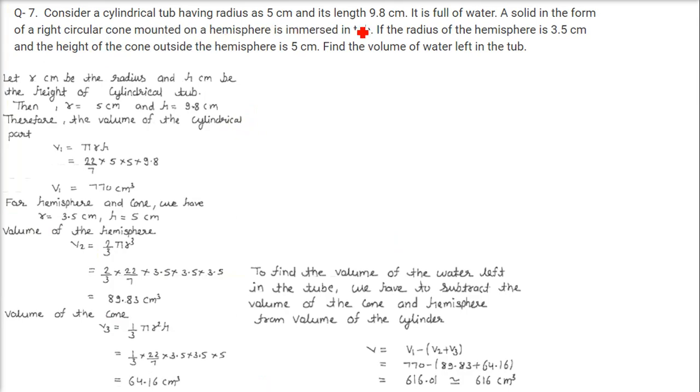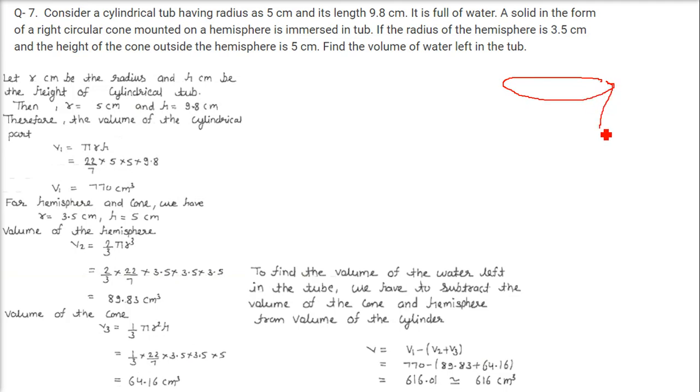Consider a cylindrical tub having a radius of 5 centimeter and the length is 9.8 centimeter. It is full of water. The solid is in the form of a right circular cone mounted on a hemisphere which is immersed in this tub. If the radius of the hemisphere is 3.5 centimeter and the height of the cone outside the hemisphere is 5 centimeter, find the volume of water left in the tub.